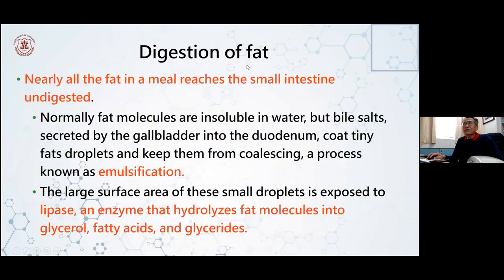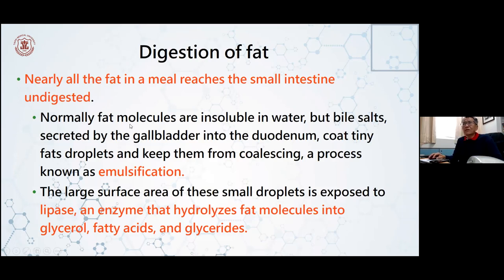And the digestion of the fat. Until now, the fat has not been digested by the stomach, nor by the small intestine so far. So here, the fat will be digested into the fatty acid. But the fat is not easy to be digested because fat is not water soluble, so it needs to be emulsified. So that makes the fat easy to dissolve in the water, and the enzyme can be used to catalyze the digestion. So nearly all the fat in the meal reaches the small intestine undigested. So this is different from the carbohydrate and the protein.